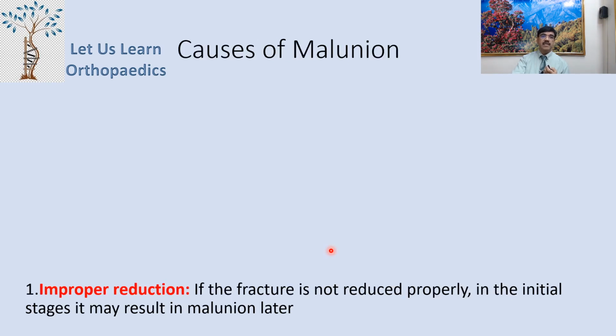Let us see in some detail. Improper reduction. Now if the fracture is not reduced properly, particularly by an inexperienced surgeon or just a postgraduate student in the Department of Orthopaedics, he may not be able to reduce it properly, and it may result in improper reduction in the initial stage, which may cause the malunion later.